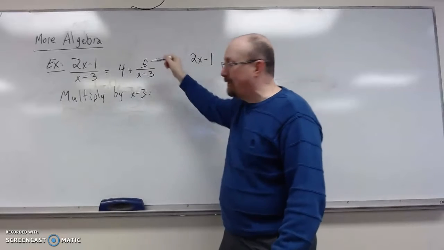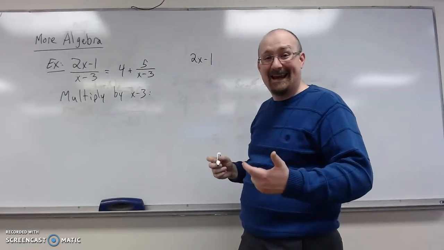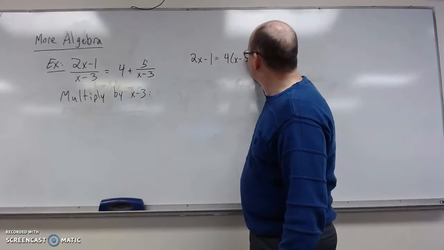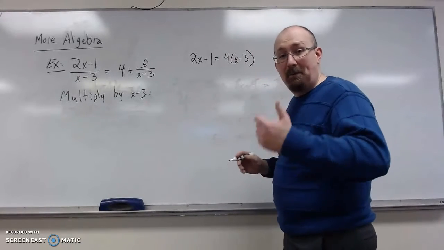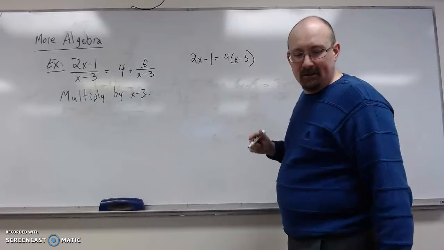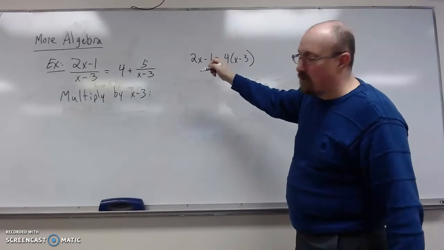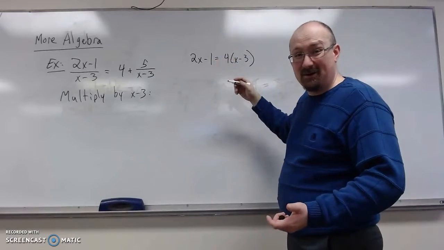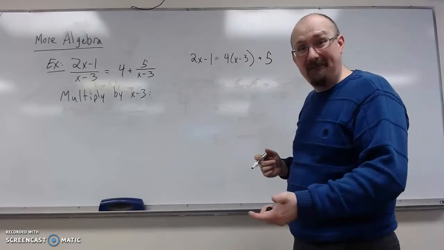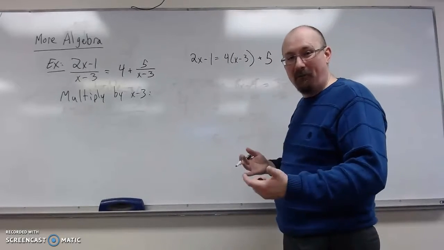Remember, each of these two things connected by that addition needs to get hit with a copy of x minus 3. So we have 4 times x minus 3. I put it in parentheses because you should. And then 5 over x minus 3 times x minus 3. The x minus 3 pieces are going to cancel, and all I've got left is just plus 5. Awesome. So now, no more fractions.